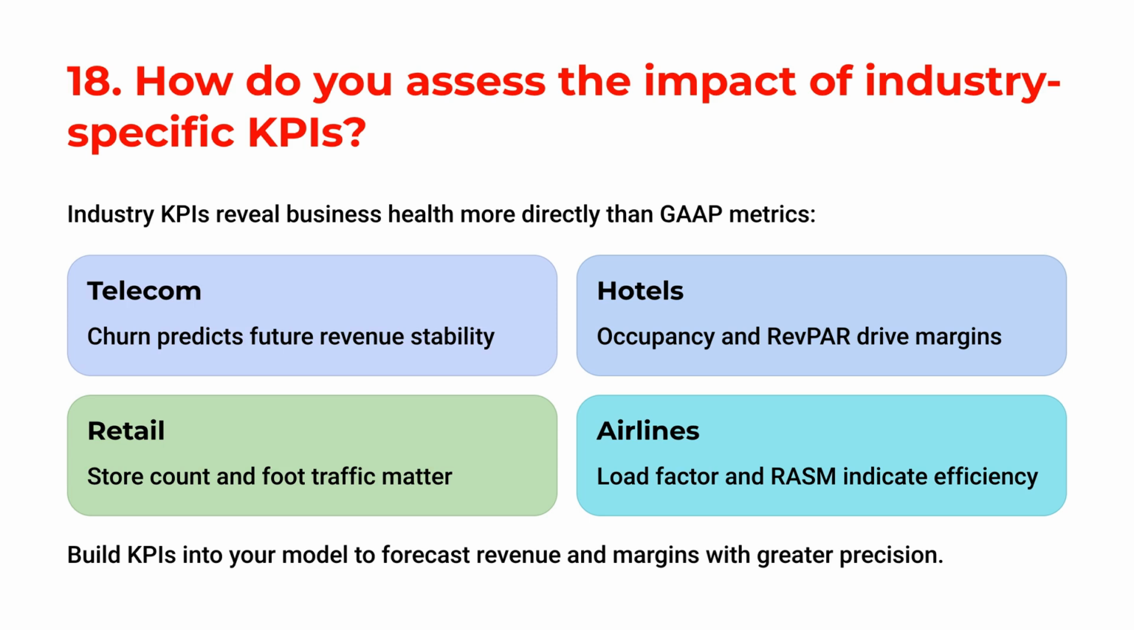How do you assess the impact of industry-specific KPIs? For example, ARPU, churn, occupancy rate, store count. Industry KPIs reveal business health more directly than GAAP metrics. For example, in telecom, churn predicts future revenue. In hotels, occupancy and RevPAR drive margins. In retail, store count and foot traffic matter. You build KPIs into your model to forecast revenue and margins with greater precision.